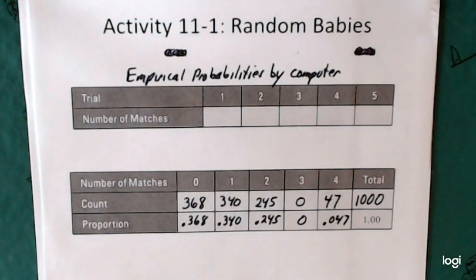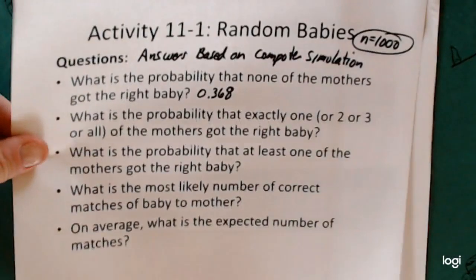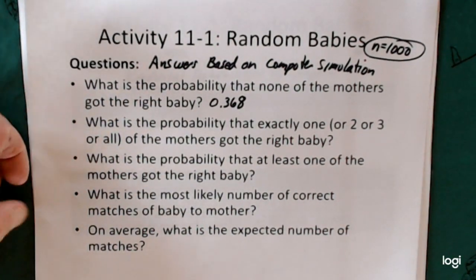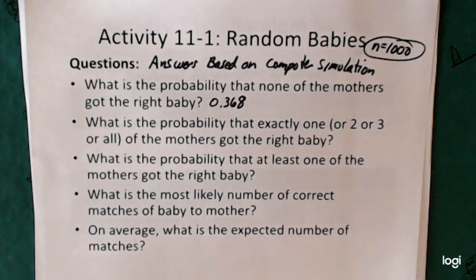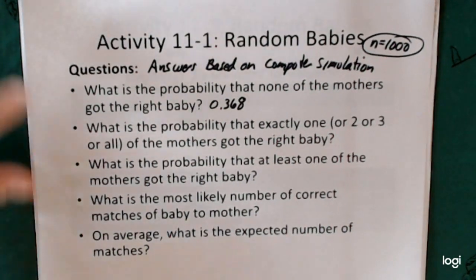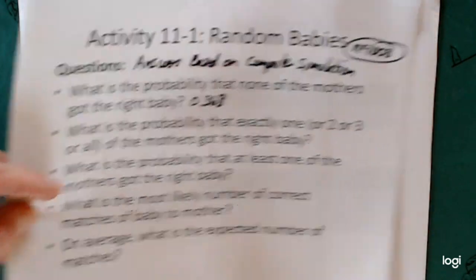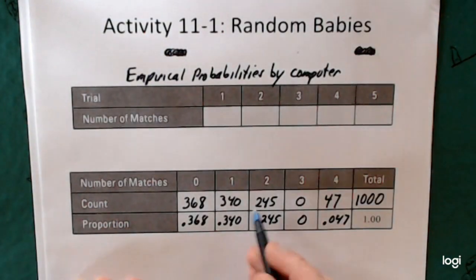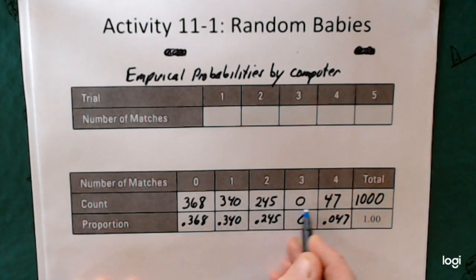What's the probability that exactly 1 or 2 or 3 or all the mothers got the right baby? Those are exactly the numbers in our table, right? What's the probability that at least one of the mothers got the right baby? Okay, there's a tiny little bit of calculation we have to do there. When we say at least one of the mothers got the right baby, that means 1 or 2 or 3 or 4 of the mothers got the right baby. So we just have to add those numbers up.